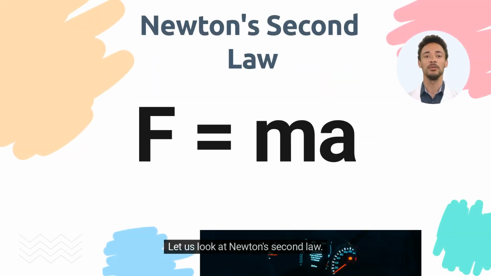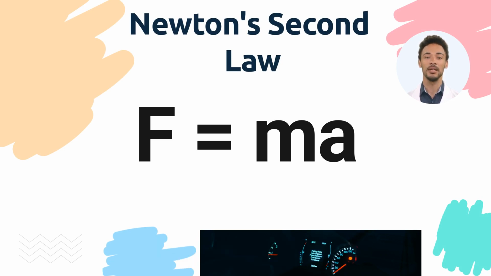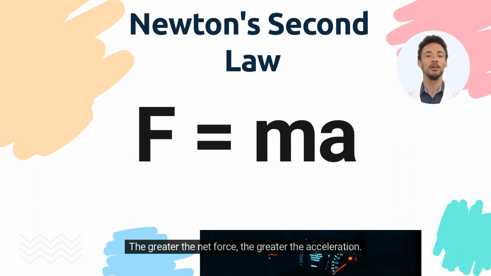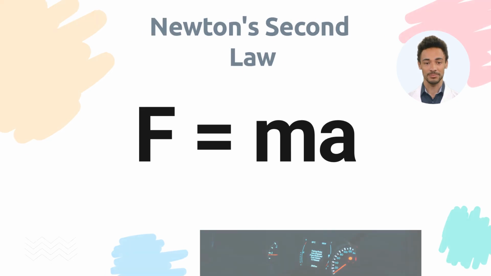Let us look at Newton's second law. Newton's second law explains the relationship between force, mass, and acceleration. The acceleration of an object depends on two factors, the net force acting on it and its mass. The greater the net force, the greater the acceleration. Conversely, the greater the mass, the lower the acceleration. To calculate the net force, use the formula F equals ma, where F is the net force, m is the mass, and a is the acceleration.